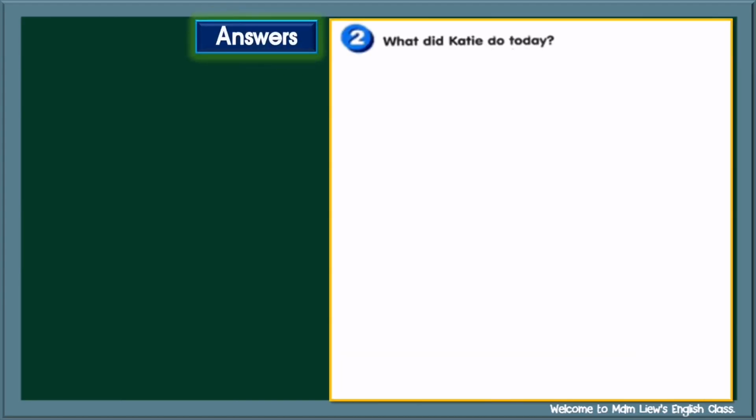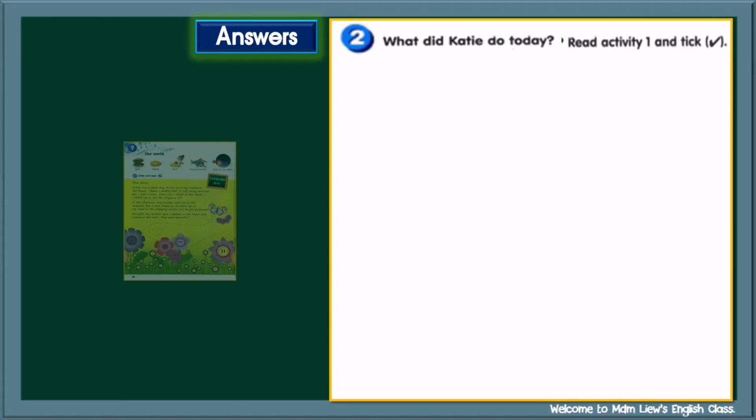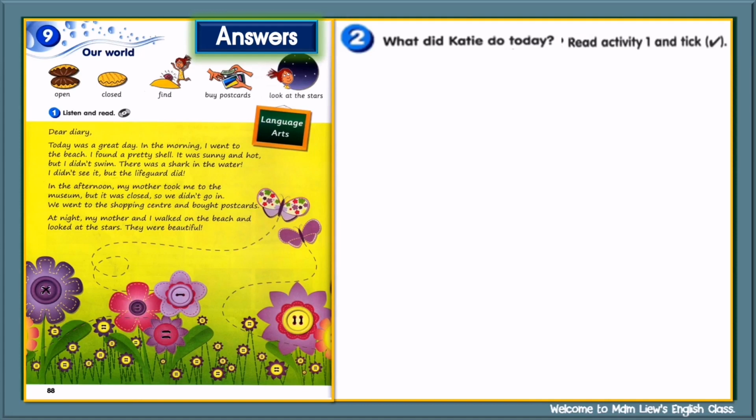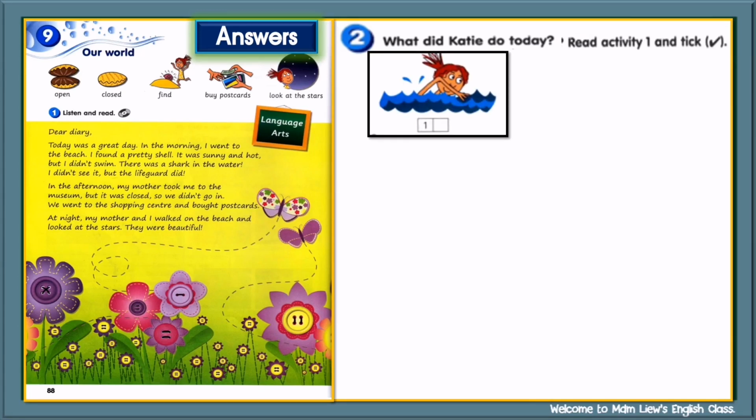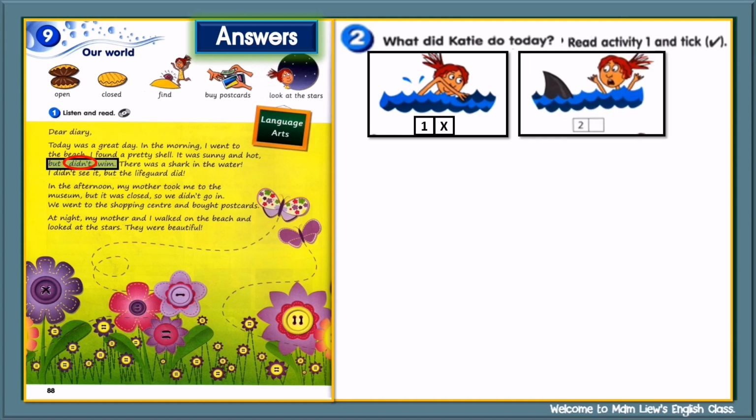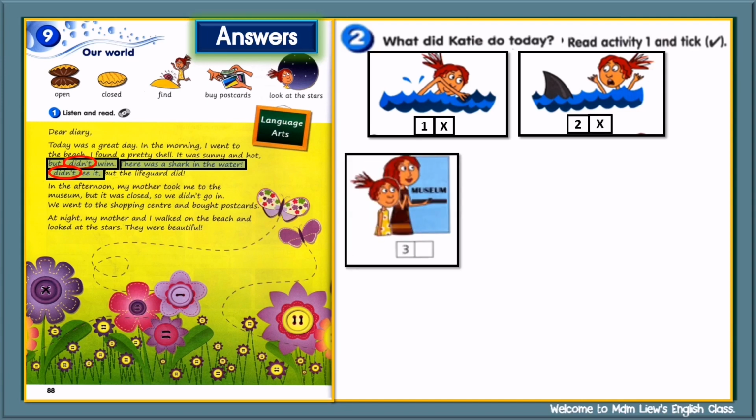Let's check the answers. Activity 2. What did Katie do today? Read Activity 1 again. Tick what Katie did and cross out what she didn't do. 1. Did Katie swim? Let's check. But I didn't swim. So, number 1. Did Katie swim? No, right? Then cross. 2. Did Katie see the shark? Let's check. There was a shark in the water. I didn't see it. So, number 2. Did Katie see the shark? No, right? Then cross.